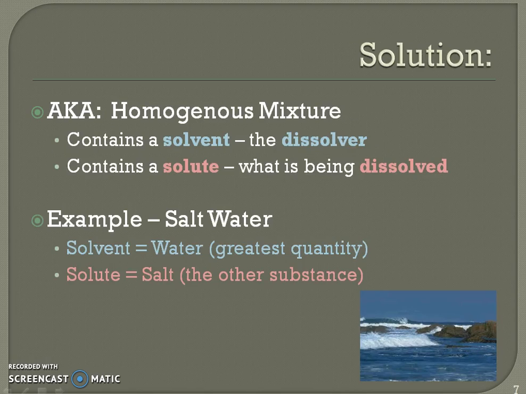And I want to remind you to pause the video, fill in the blanks, and then play to hear my words. So a solution is also considered a homogeneous mixture. It has two parts: the solvent, which is the dissolver, like water, and the solute, which is being dissolved, like the salt. And here's your example down here.